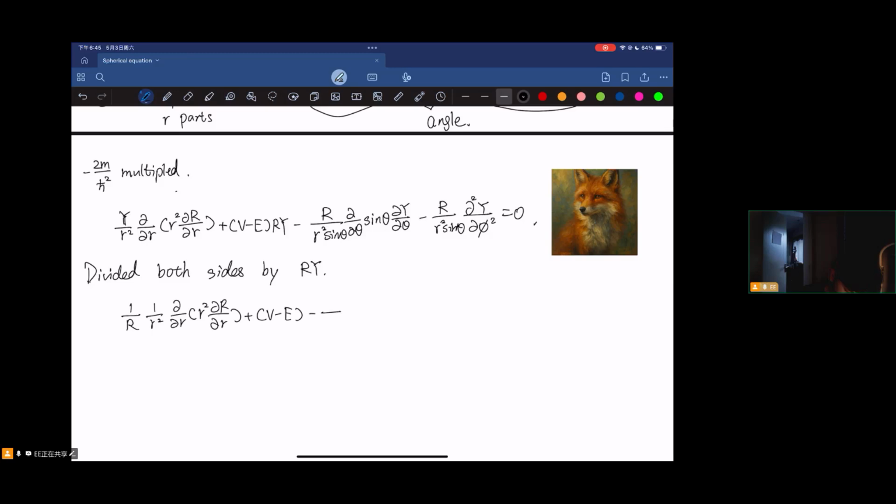And then 1 over y because, well, r divided by ry, r is canceled, so it's 1 over y. Okay. Then minus again 1 over y. Here is the same. So, yeah.